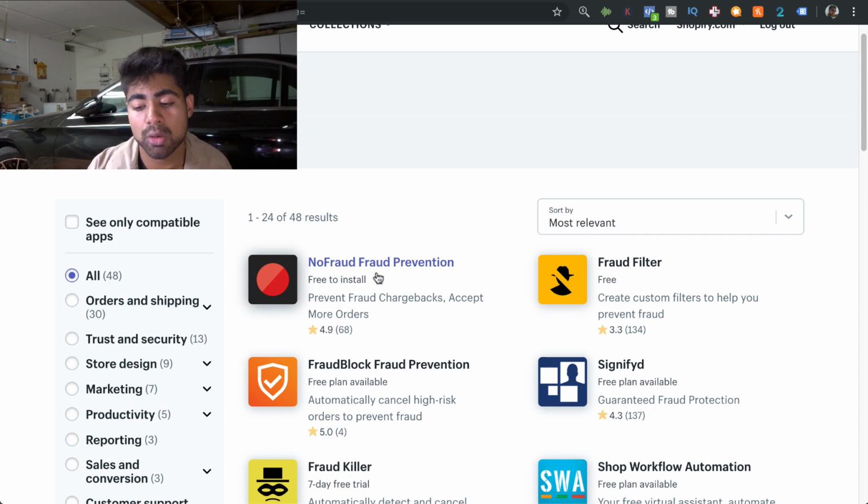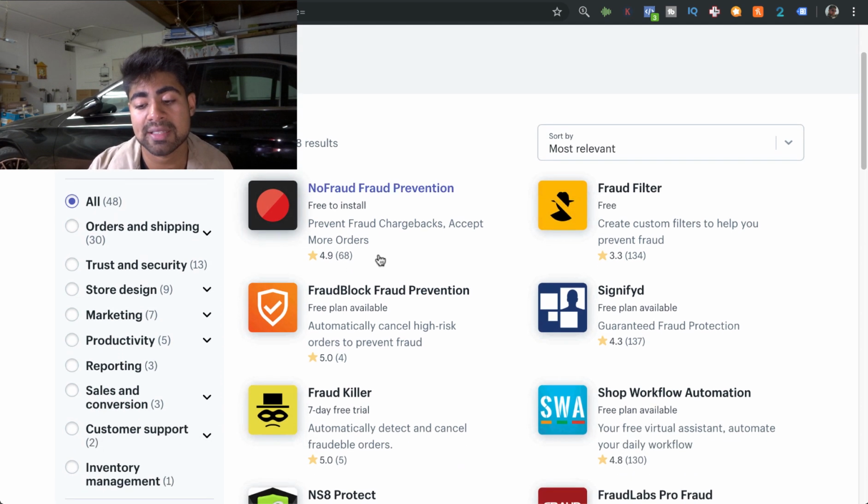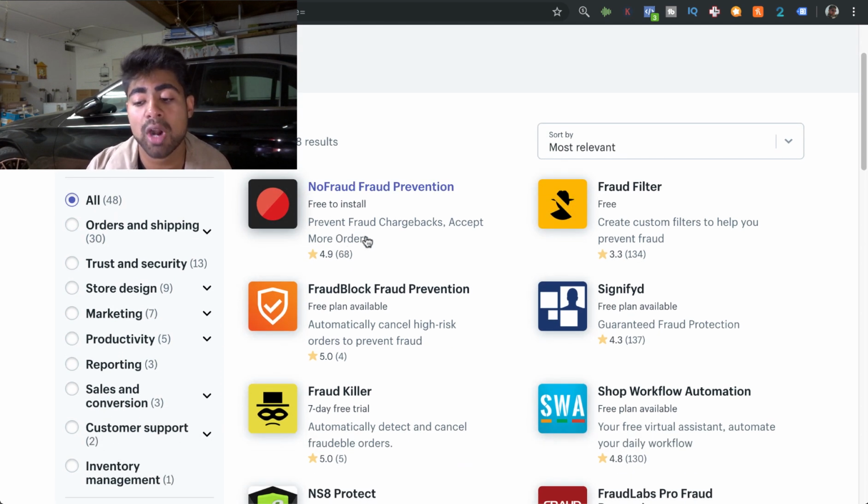So the first one is No Fraud Prevention. So as it says, this specific app prevents fraud chargebacks and accepts more orders. So this is a great app to have if you're not really sure that you have done a good job of dealing with those fraud orders and you still think that more can come. So this app is a must-have on your Shopify store.